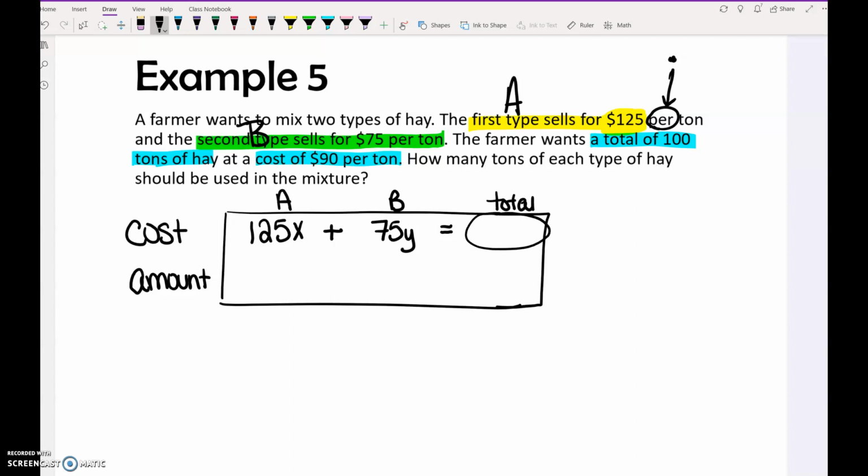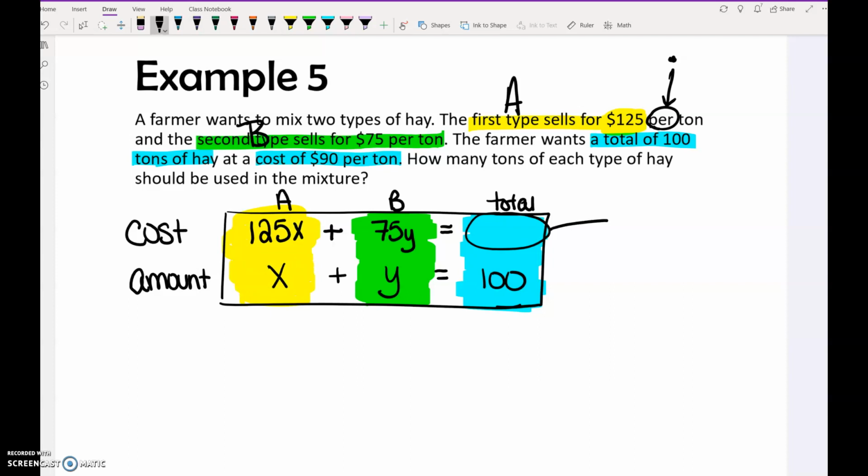Now the amount. If X is the number of tons of type A, we're going to have X plus Y, the number of tons of type B. How many tons total does the farmer want to have? 100. So these things come from where I highlighted blue. This is the stuff that I highlighted green. This is the stuff that I highlighted yellow.